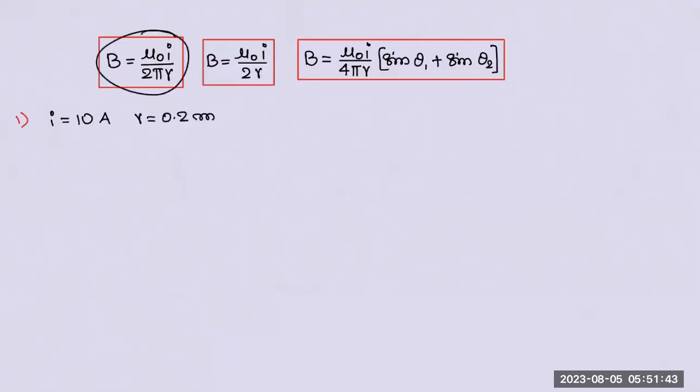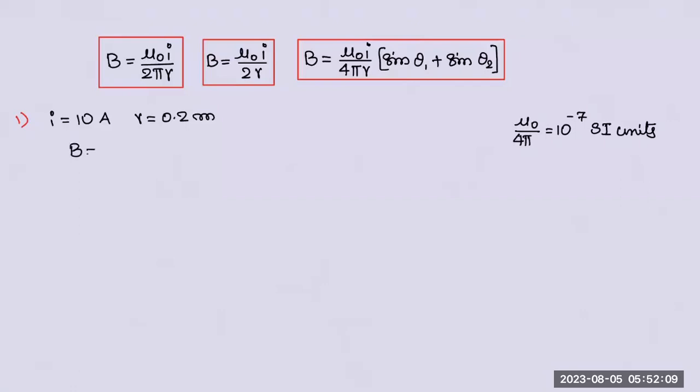Sir, direct formula, na? Yes, but one information I would like to give. Mu naught by 4 pi is equal to 10 power minus 7 SI units. Right. So this one you need to remember. To give this information only, this question is being given.